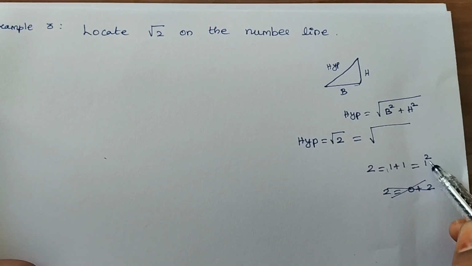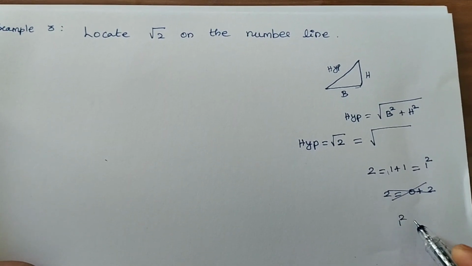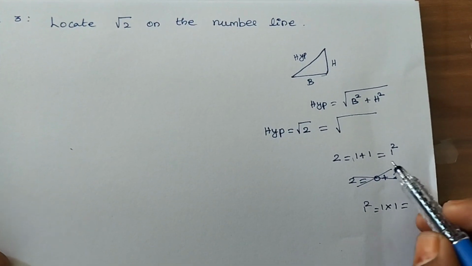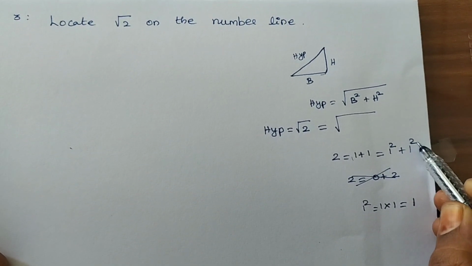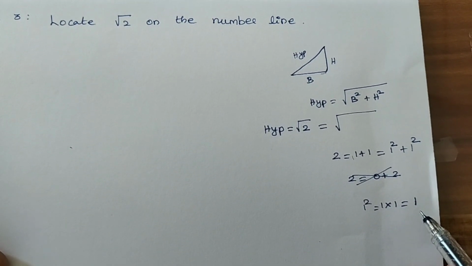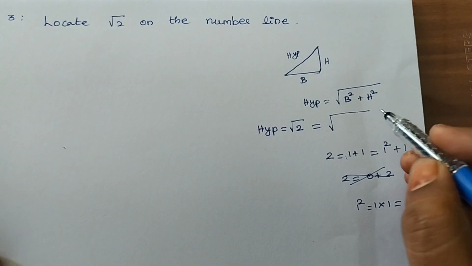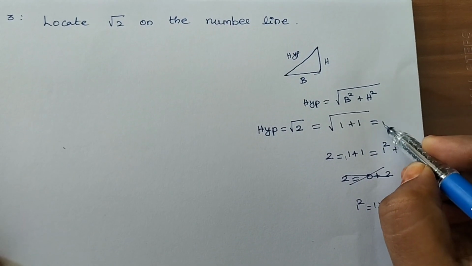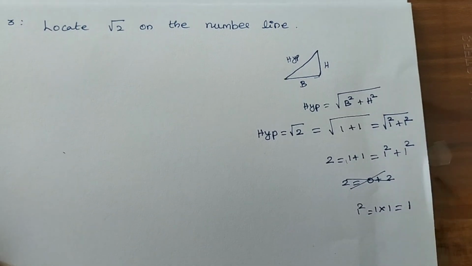What is 1 square? 1 square is 1 into 1, and 1 into 1 is 1. Similarly, this one I can also represent as 1 square, because 1 square is 1 into 1, which is equal to 1. So root 2 I can write as root of 1 plus 1, which is nothing but root of 1 square plus 1 square.